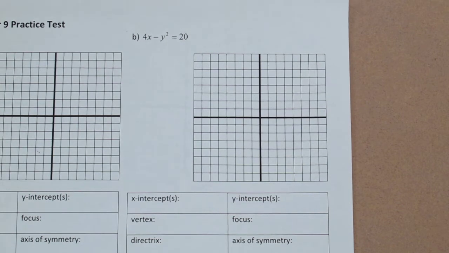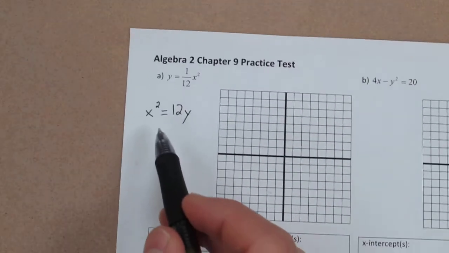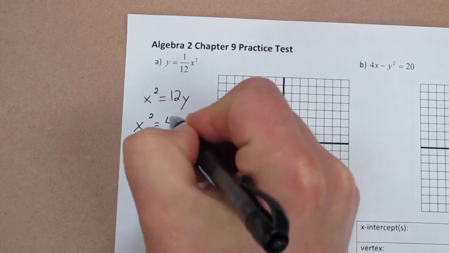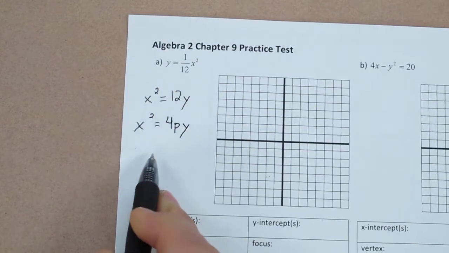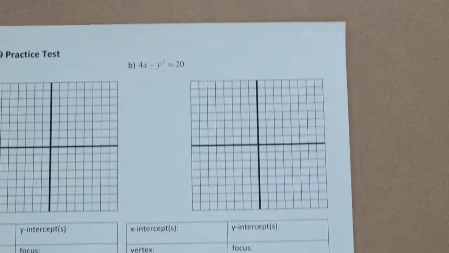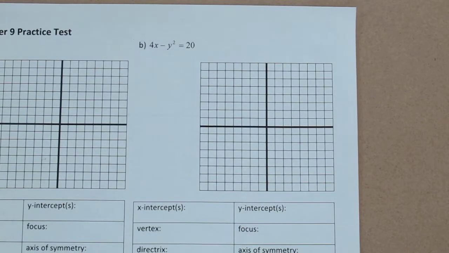If it was centered at the origin, it could be written as y squared equals 4px, or x squared equals 4py. Like in example 1, this one right here could have been written as x squared equals 4py. We can't do that with this one because we have a binomial on this side. So let's start by solving it for y squared.